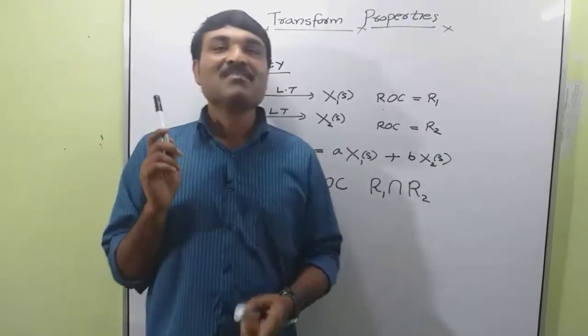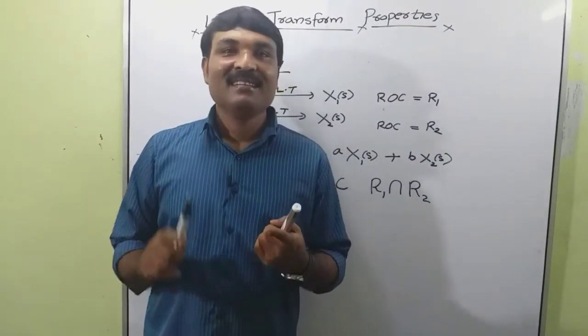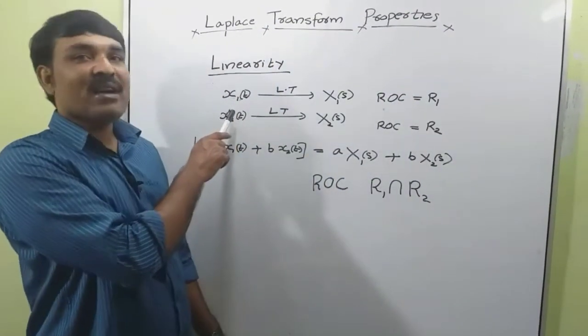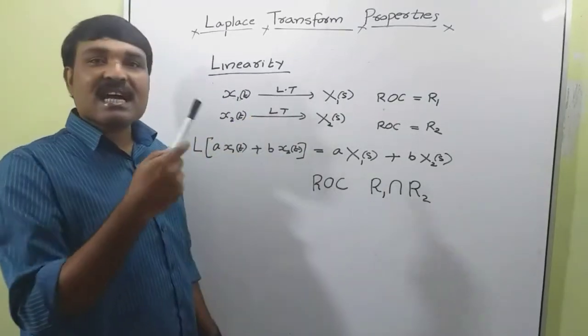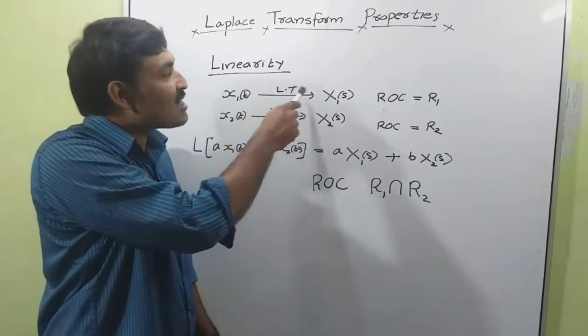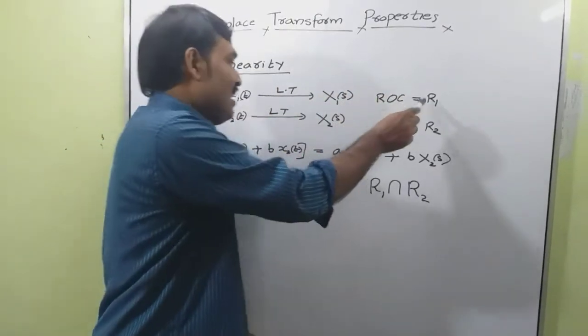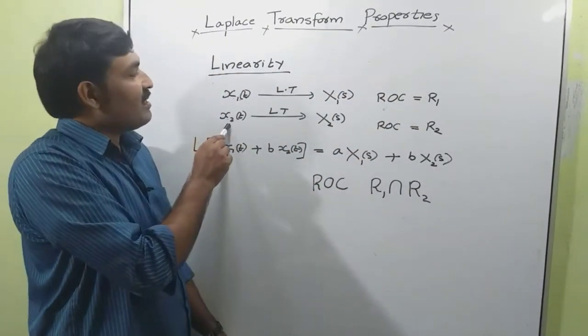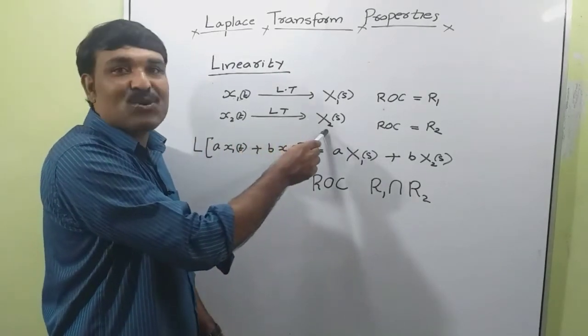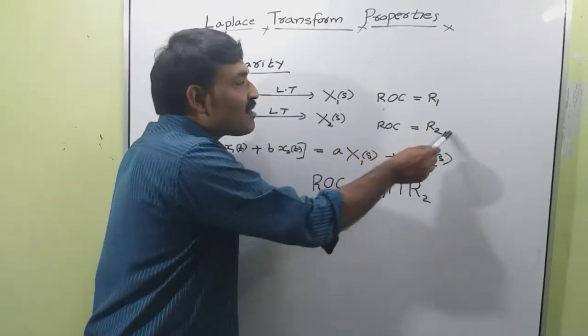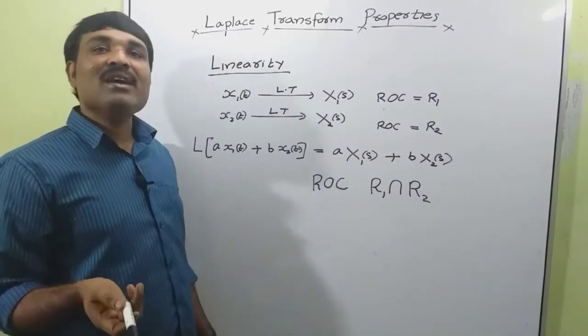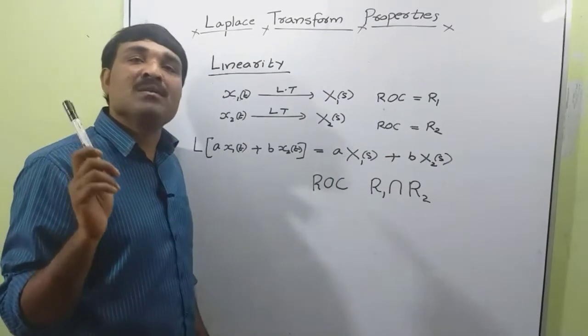Okay. The first property is linearity. That means if x1(t) is Laplace transformable and its Laplace transform is X1(s) and region of convergence is R1, and x2(t) has Laplace transform X2(s) and region of convergence R2, then we can apply the principle of superposition.